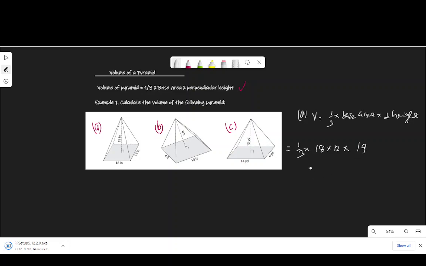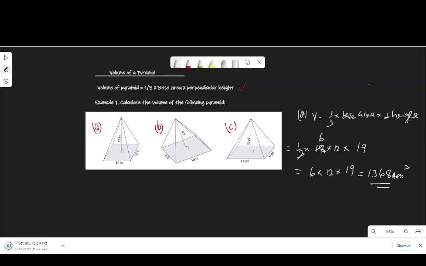So multiply by 19. 3 here 1, 3 here 6. Left with 6 multiplied by 12 multiplied by 19, which is 1,368 inches cubed. Inches cubed is the volume of this pyramid. Okay, that is that for A.